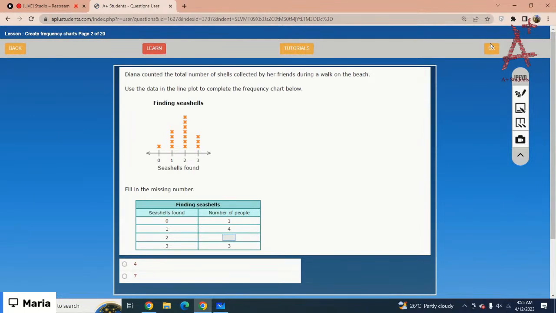Diana counted the total number of shells collected by her friends during a walk on the beach. Use the data in the line plot to complete the frequency chart below. So fill in the missing value. So two seashells found by how many people?